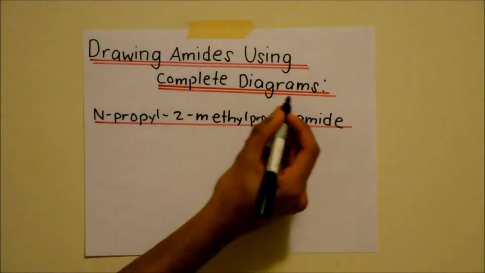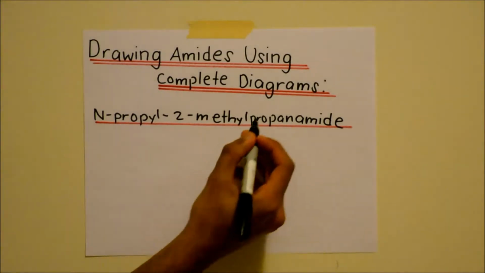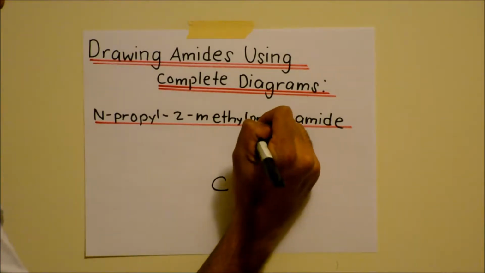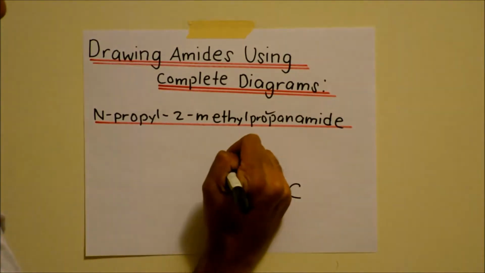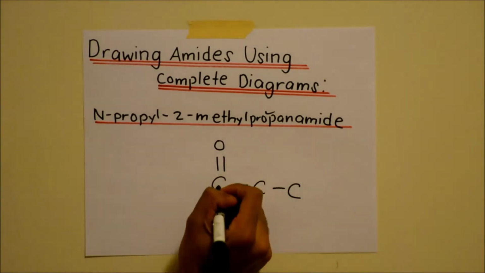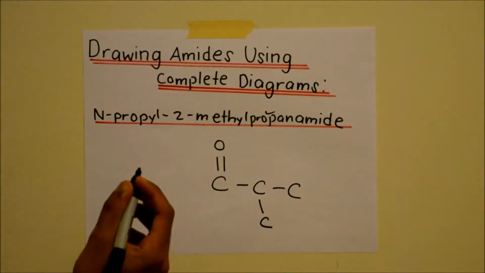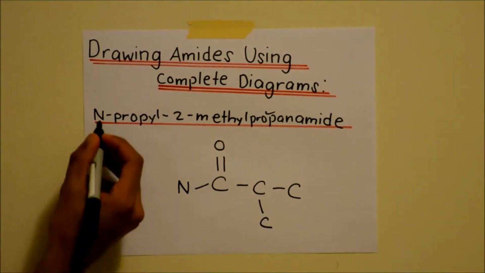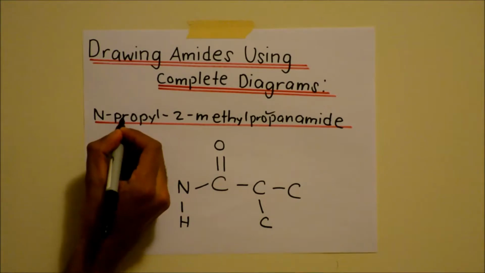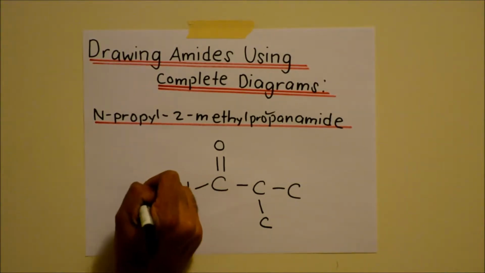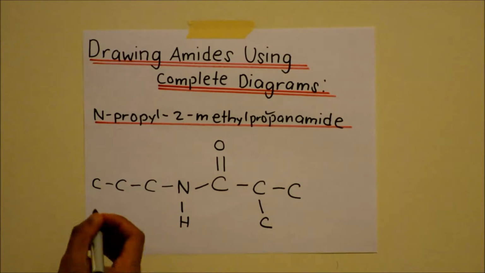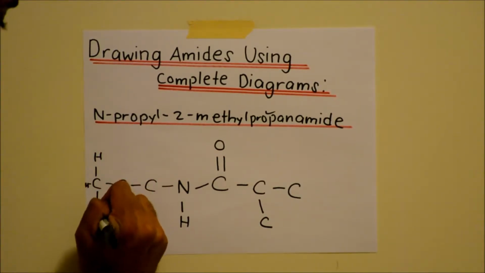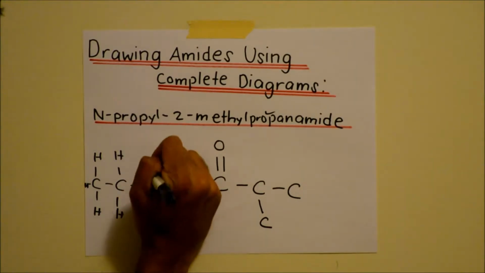Now I'll be drawing amides using complete diagrams. Here we have our example, N-propyl 2-methylpropanamide. The first thing we want to do is draw the main chain, which consists of 3 carbons since it's prop. We have amide, which means there's a double-bonded oxygen on the first carbon. We have a methyl group on the second carbon. Then we have our nitrogen connected to our first carbon, and nitrogen is always connected to a hydrogen. Then we have a propyl substituent on the nitrogen, which consists of a 3-carbon chain. And from here on, we can draw all of our hydrogens to ensure each carbon meets 4 bonds. That was pretty easy, wasn't it?